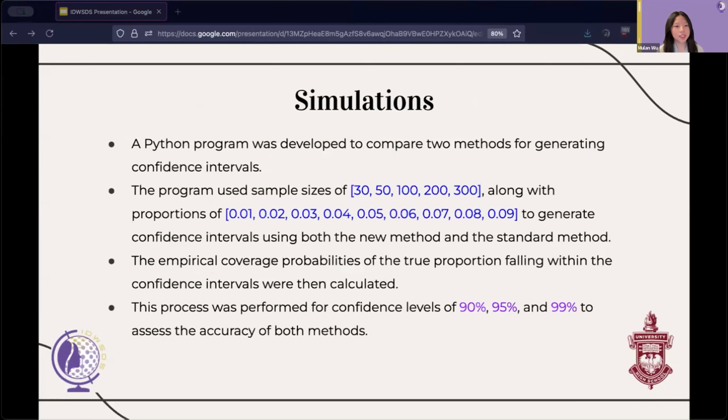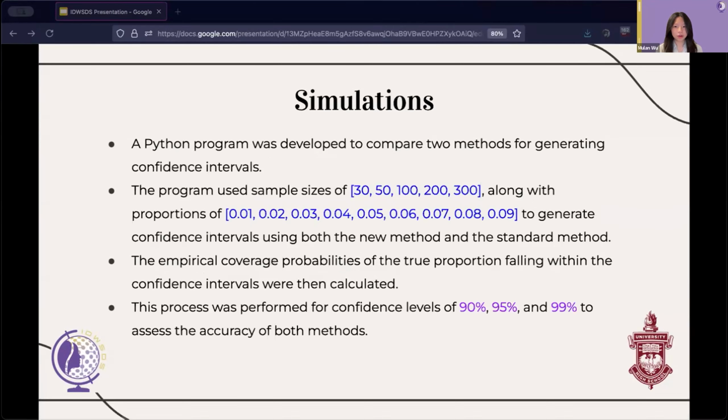So next we have some simulations. A Python program was developed to compare the two methods. We use sample sizes of 30, 50, 100, 200, and 300, along with proportions of 0.01 to 0.09 to generate confidence intervals using both the new method and the standard method. We're using really small proportions because our goal is to find a way to generate confidence intervals for smaller proportions because those are pretty common. We also calculated the empirical coverage probabilities of the true proportion falling within the confidence intervals. This was also repeated for confidence levels of 90, 95, and 99 to assess the accuracy further.